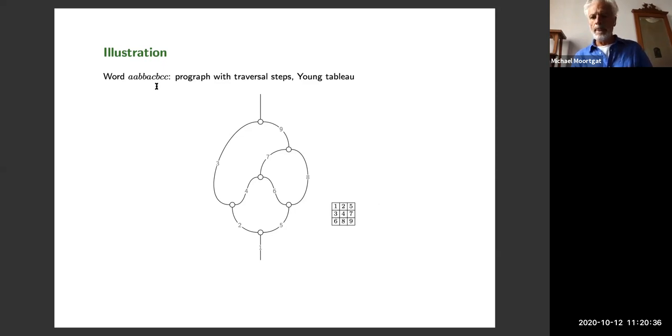Yeah? If you want to look at more pictures, by the way, I have a Python notebook here, which I can upload a couple of samples from if you want to see more of these.